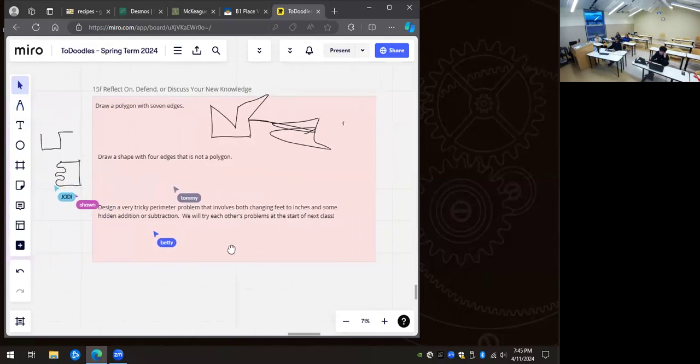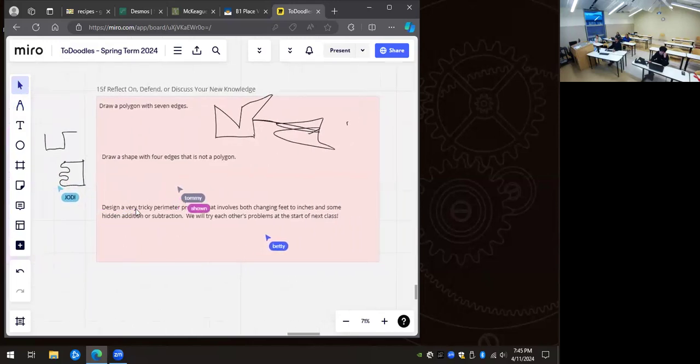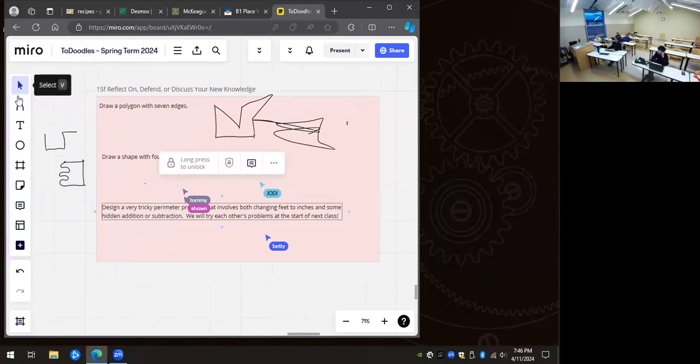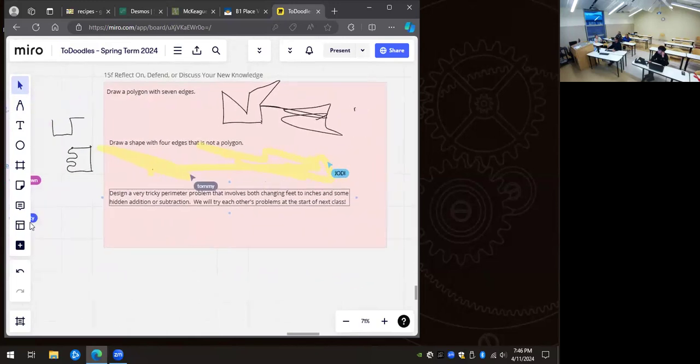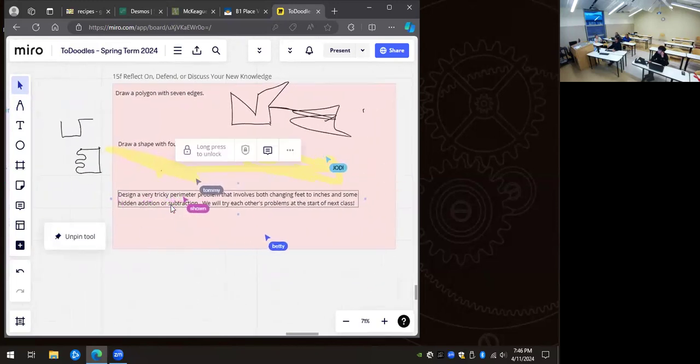And then last, because it's Thursday, if you want, design a tricky perimeter problem that does both of the tricky things. So give us one side in feet and another side in inches, and we have to change it. And there's some hidden addition or subtraction, like there was in this one, where not everything was labeled to start with. You don't have to do that, but if you do, then on Tuesday when I see you, we can use your problem as a warm-up problem.